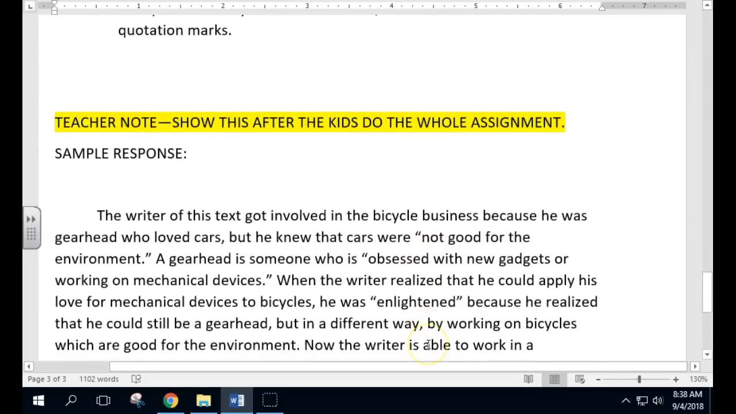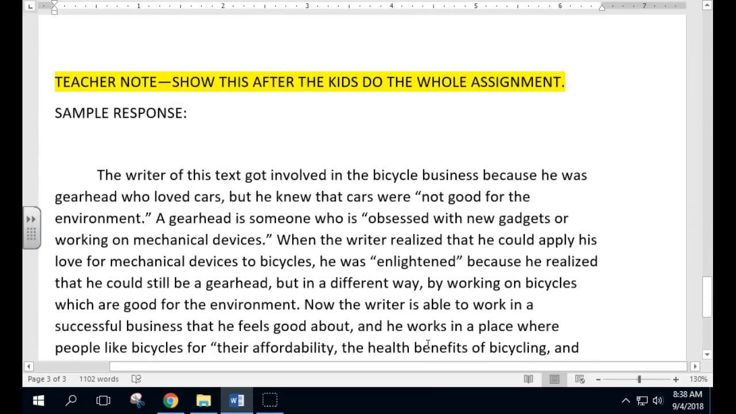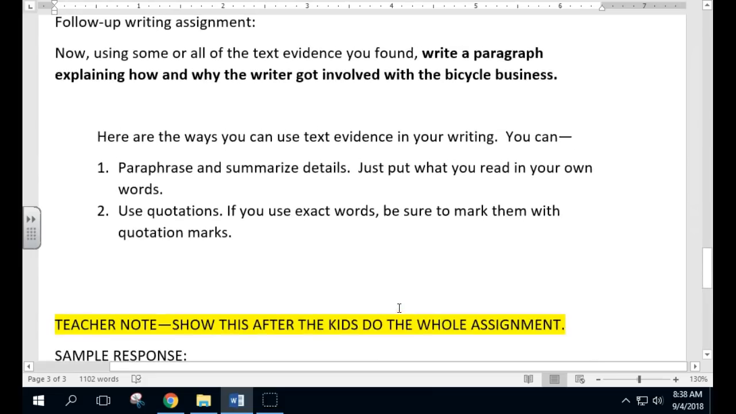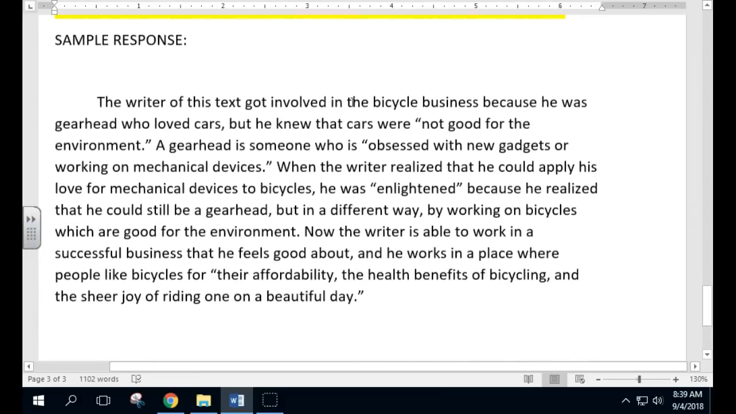So I made myself a student here and wrote this answer. The first thing I did was use part of the question as part of my first sentence. That's a great way to start a written answer: look at the question and say, what am I being asked to answer? How can I use that in my first sentence? So here it said, explain how and why the writer got involved with the bicycle business.